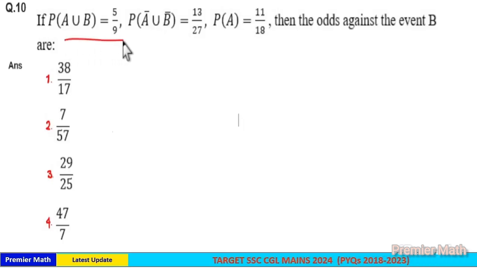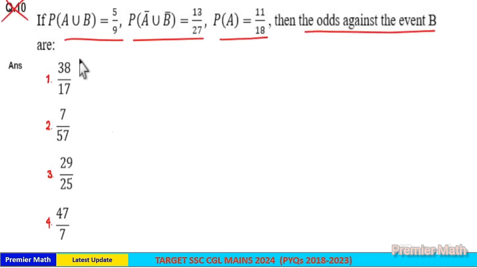If P of A union B is 5 by 9, P of A naught union B naught is 13 by 27, P of A is 11 by 18, then the odds against the event B are. Here technically this question is wrong because a union of events should be greater than or equal to its individual event. Here A union B is less than A. So technically this question is wrong, but we can solve it using these values.